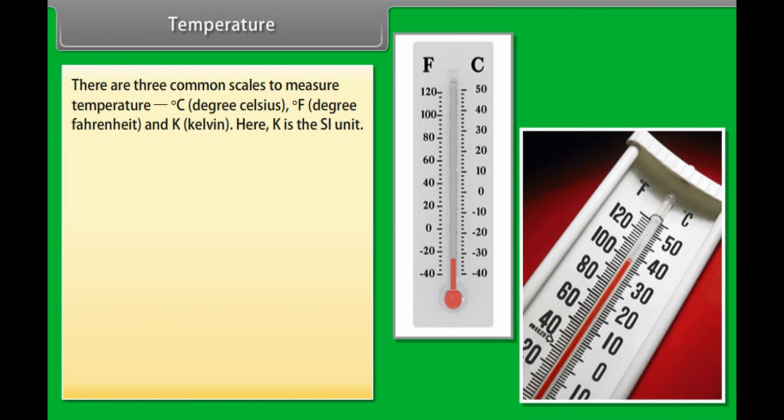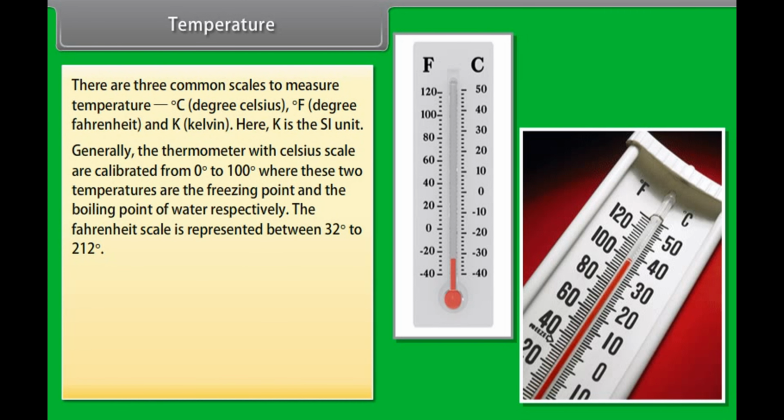Temperature. There are 3 common scales to measure temperature: degree Celsius, degree Fahrenheit, and Kelvin. Here K is the SI unit. Generally, the thermometers with Celsius scale are calibrated from 0 degree Celsius to 100 degrees, where these two temperatures are the freezing point and the boiling point of water respectively.